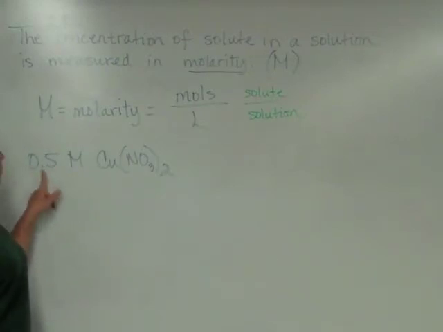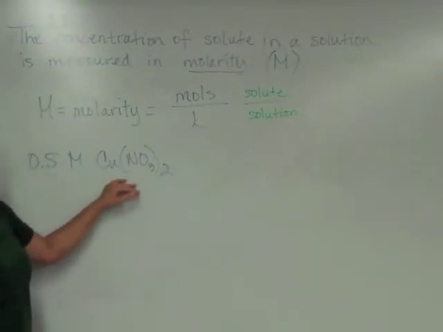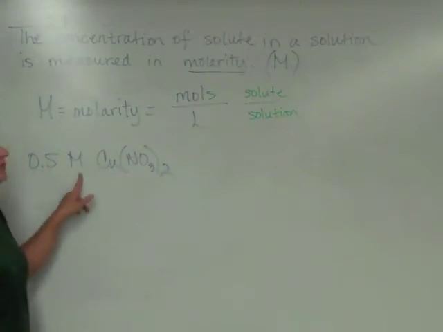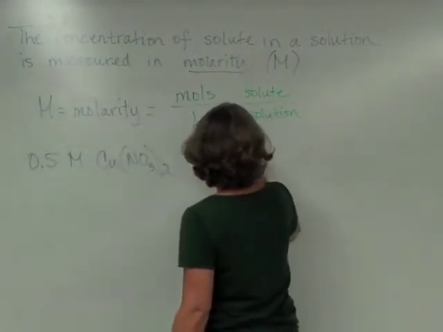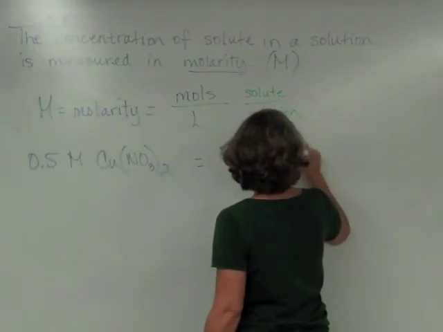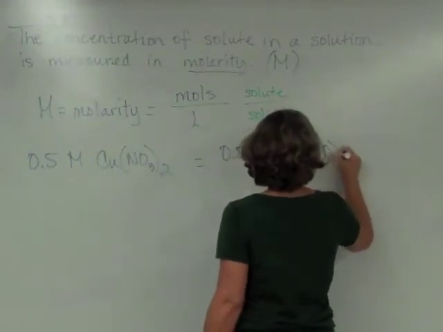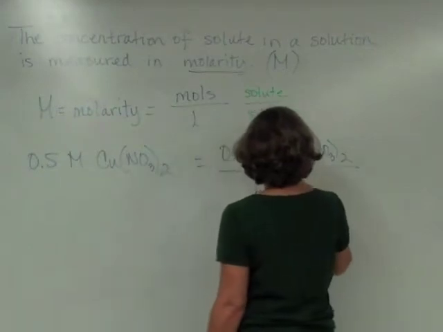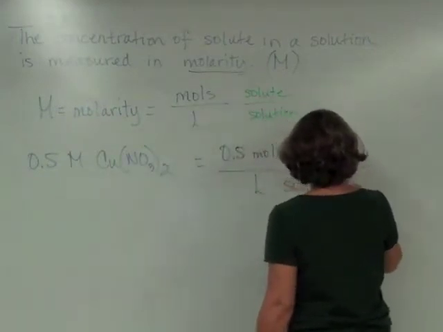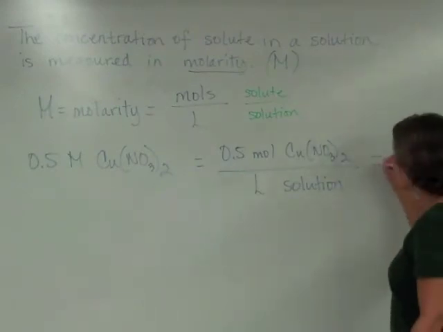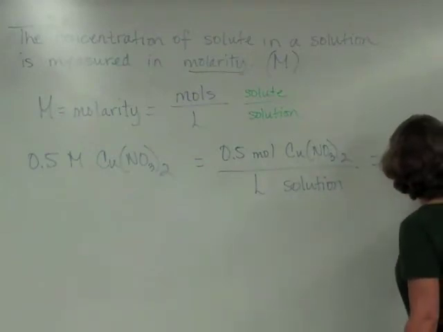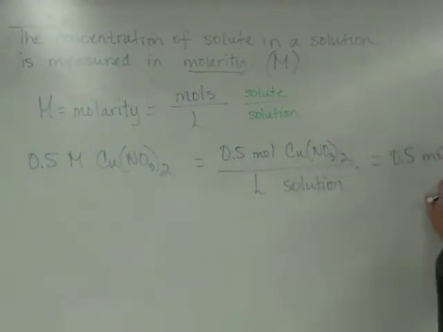So what does this mean? 0.5, and this is how we say it, you guys, 0.5 molar copper 2 nitrate. That's the vernacular, 0.5 molar. That means that we have 0.5 moles of copper 2 nitrate per liter of the entire solution. Okay, and we could say it 0.5 molar, just so you don't get confused about the way it's said.